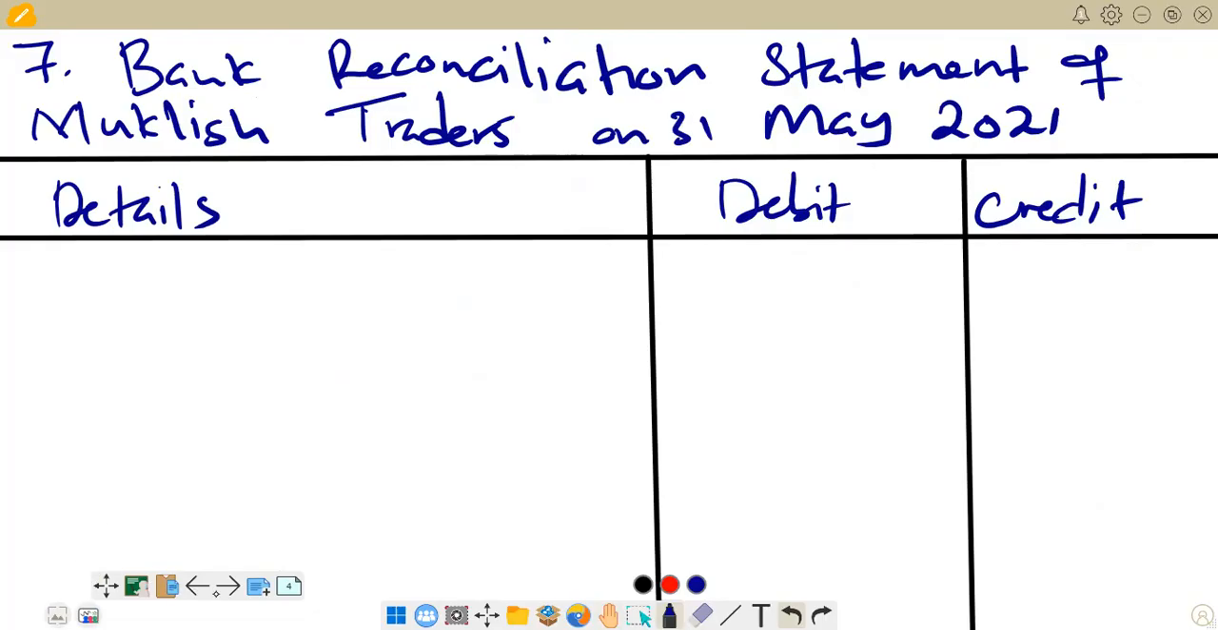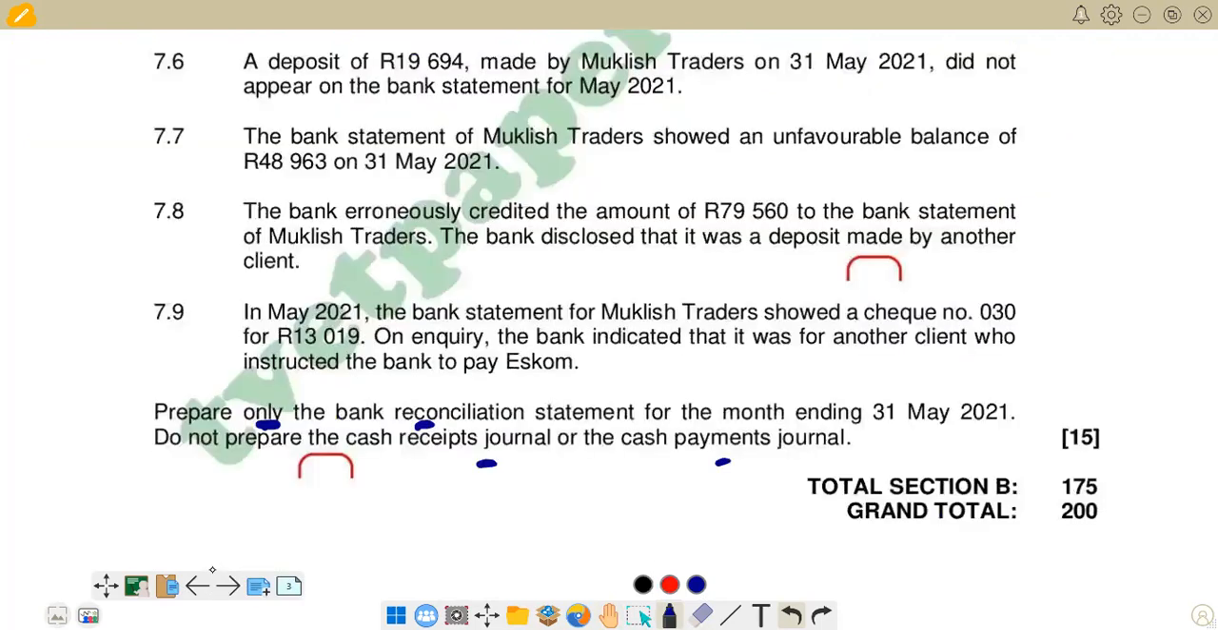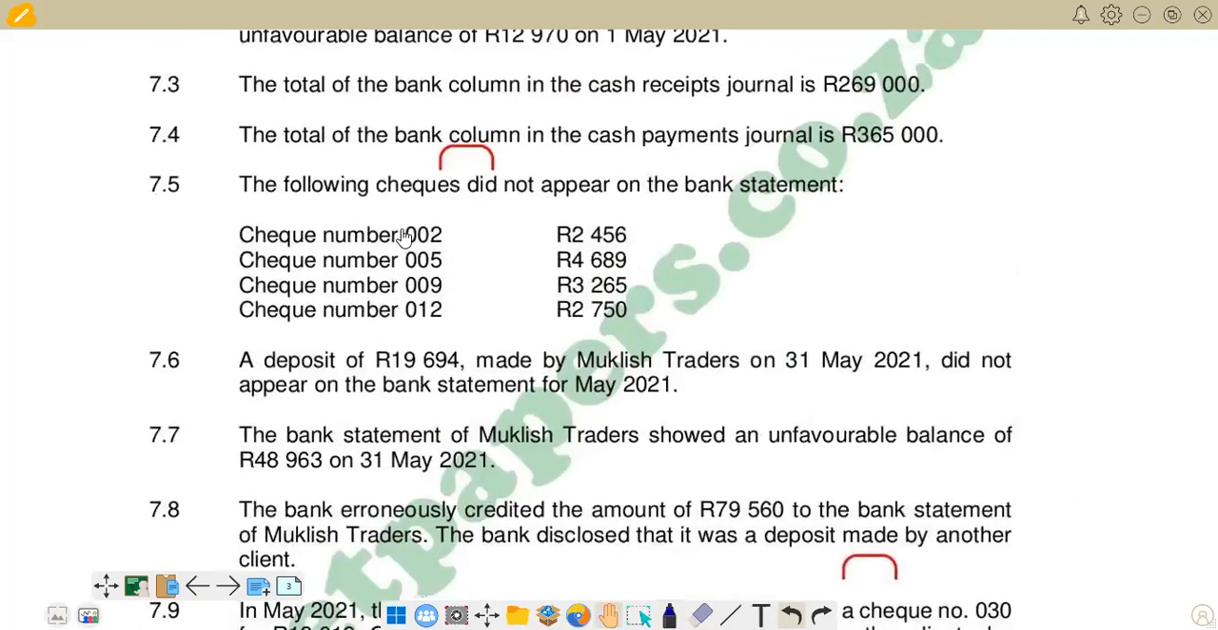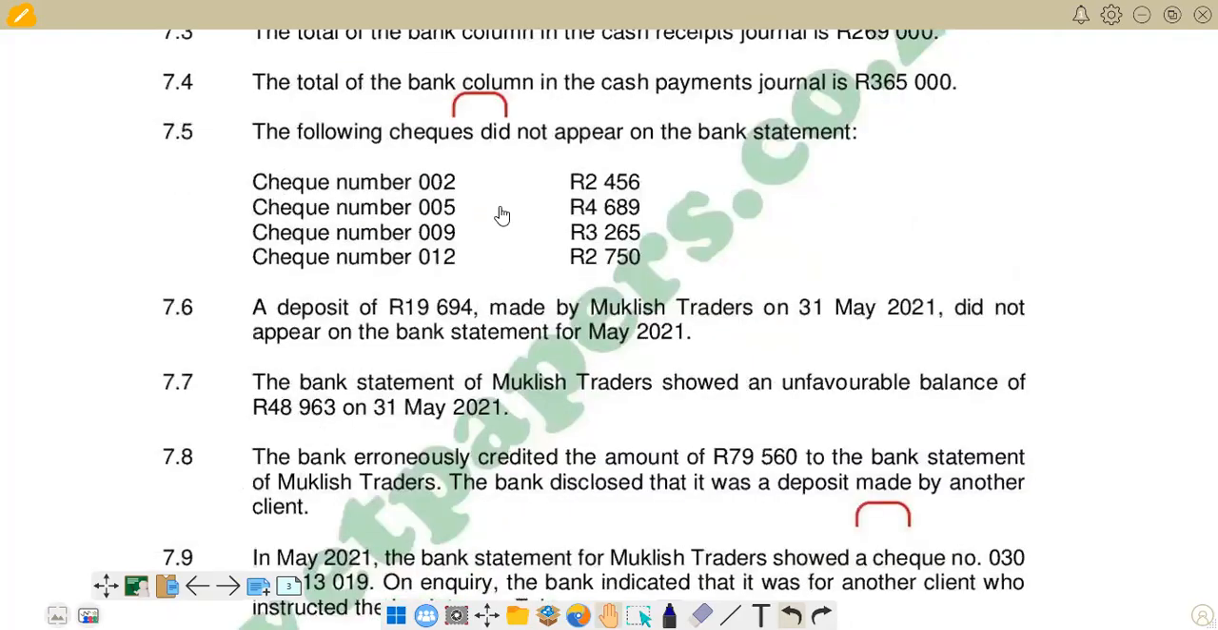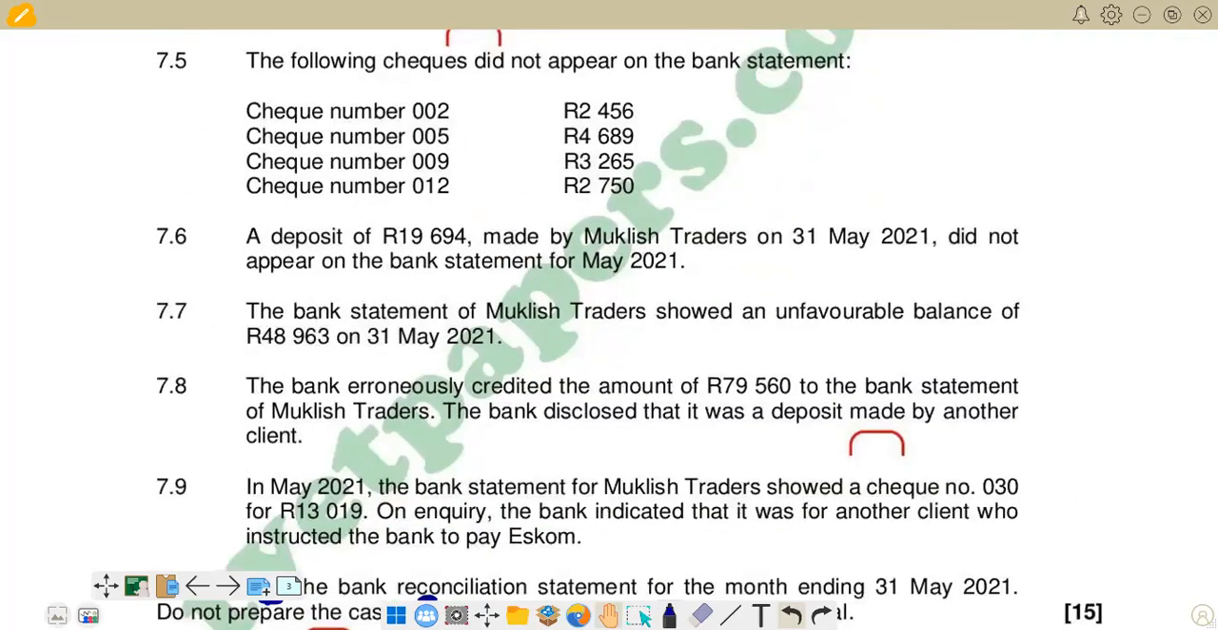So if you go back to the question, we can look at what balance we are given there for the bank statement. If you go down the question, you would see that we have the balance of the bank statement given at 7.7. That's where we have the opening balance that we are going to start with in the bank reconciliation statement. It reads, the bank statement of Muklish Traders showed an unfavorable balance of 48,963 rands on 31 May 2021. So the key word here is unfavorable.